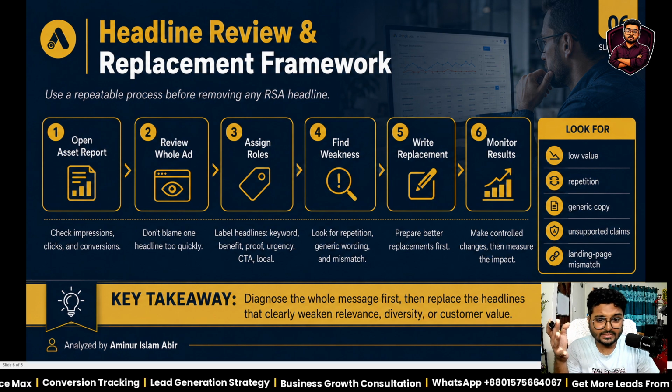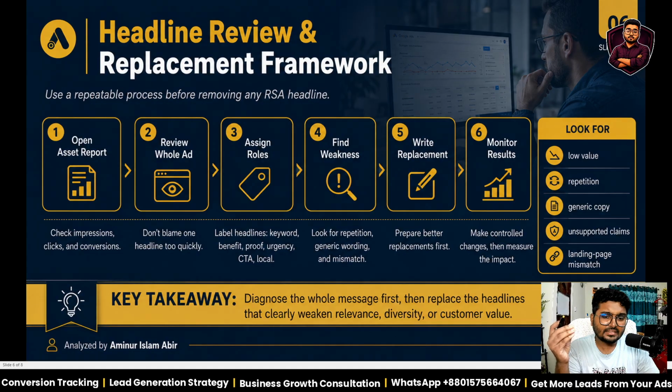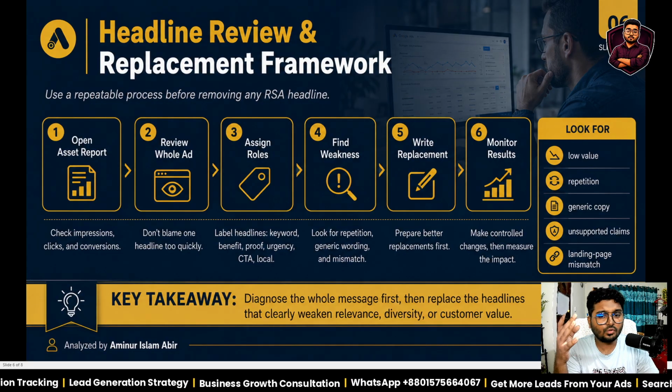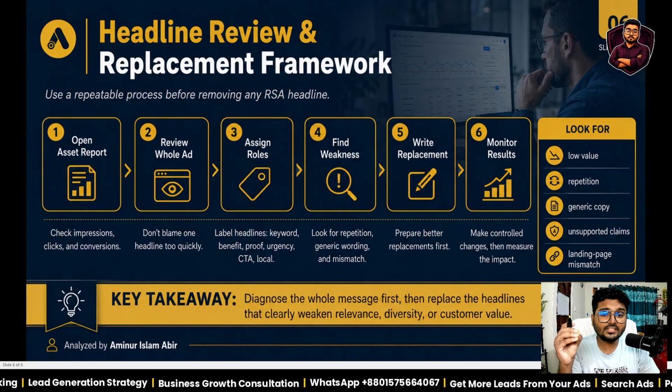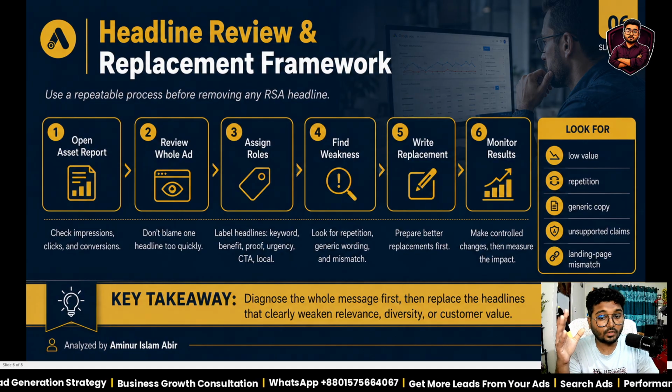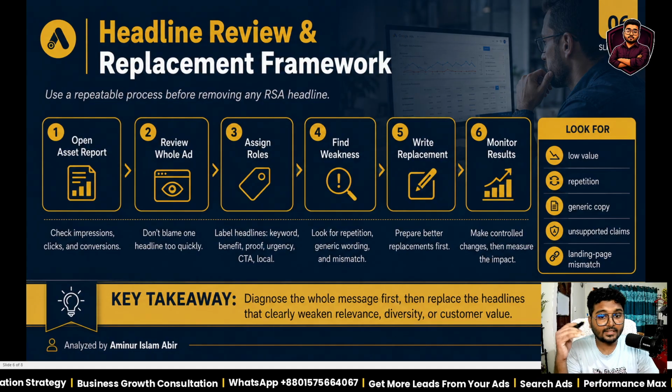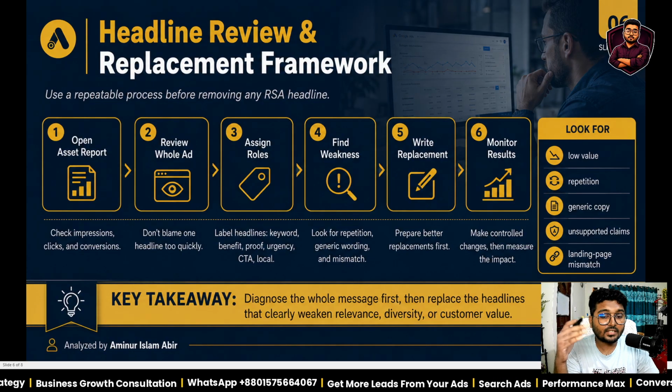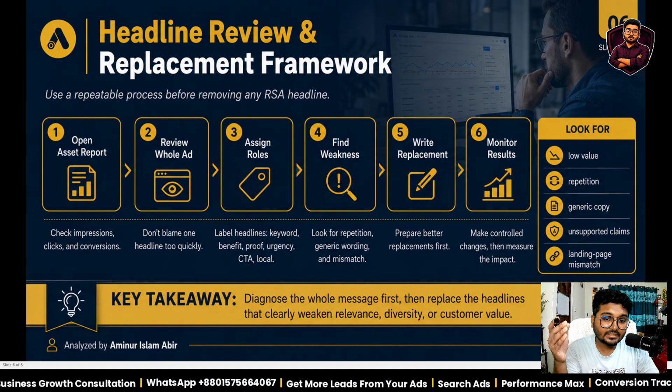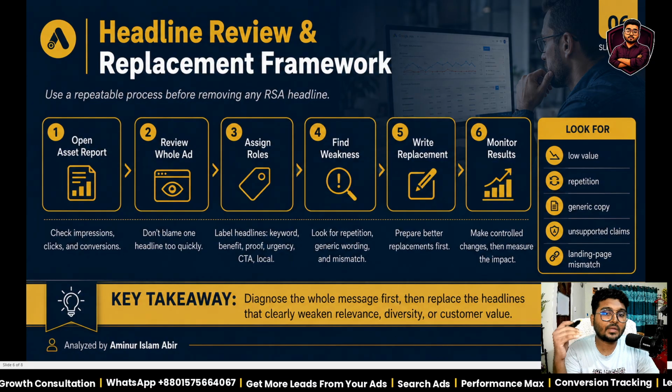If too many headlines have the same role and other roles are missing, the group is not balanced. The fourth step is find weak candidates. Look for very little use after enough time, repeated message, generic wording, wrong intent, unsupported claims, and landing page mismatch.